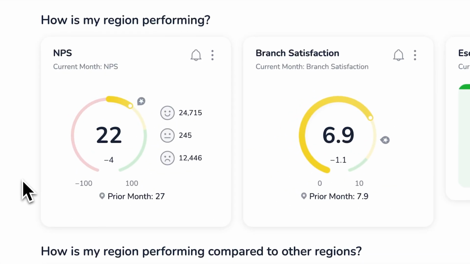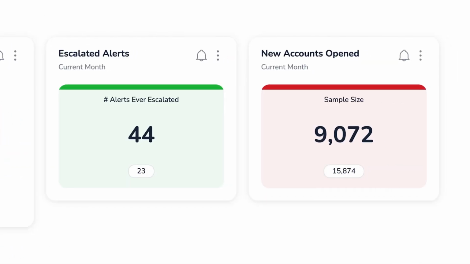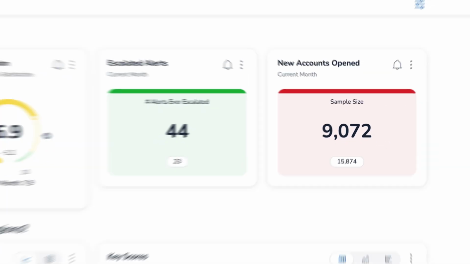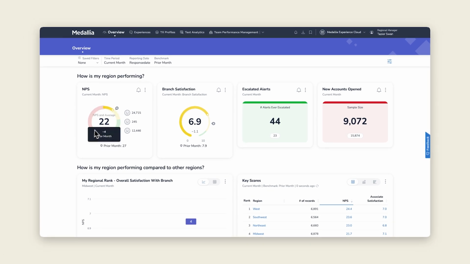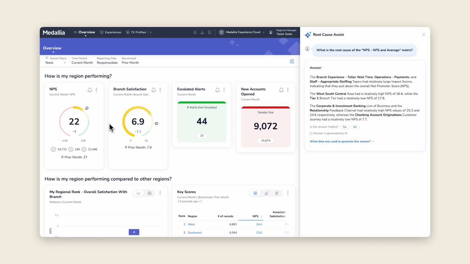NPS and branch satisfaction are down, escalated alerts are up, and new accounts opened are way down. Remembering how wait times seem to cause a big drop in NPS, Taylor decides to use Root Cause Assist again, this time on the overall NPS, to see how much wait times may be contributing.